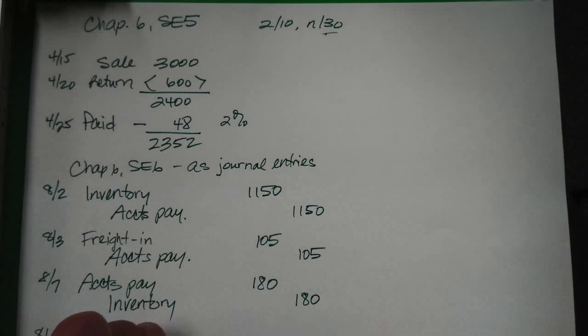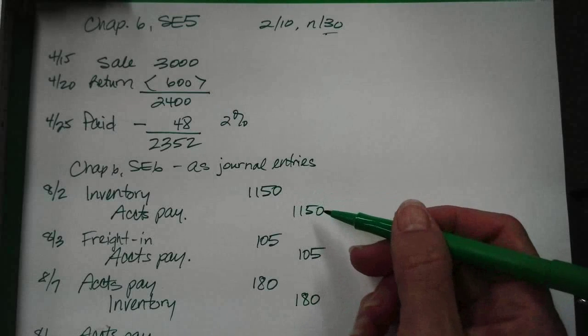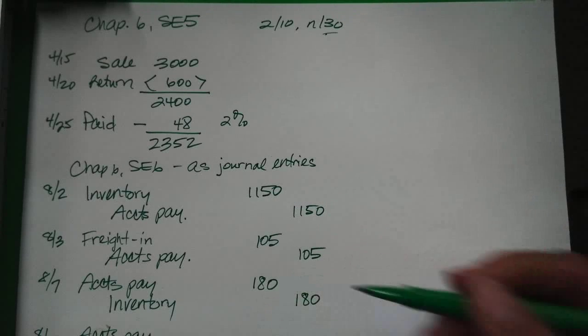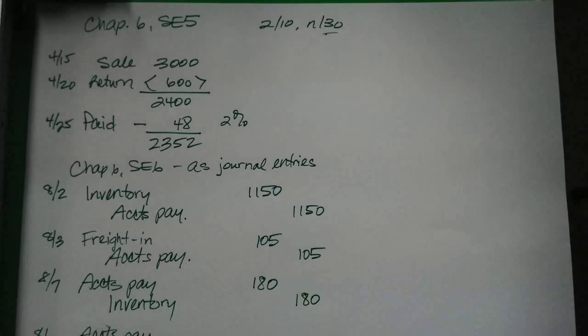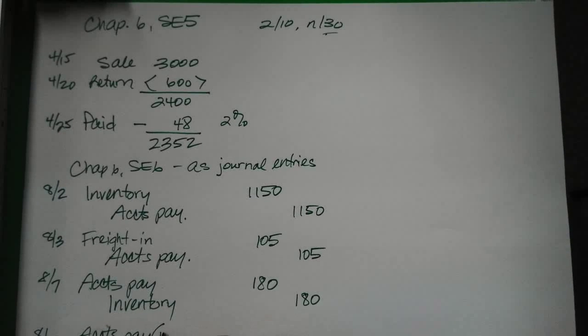So see, inventory is constantly increased and decreased as the goods are going in and out of inventory. And then on August 10th, we paid in full the amount due to Vera for the purchase of August 2nd, part of which was returned on August 7th. So we are going to reduce accounts payable for what we owe Vera. And what do we owe Vera? Well, $11.50 minus $180. I'm going to put that in parentheses here so when you're looking at this later, you'll remember where we got that number.